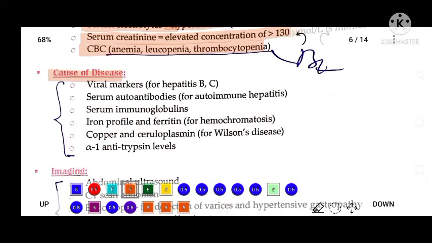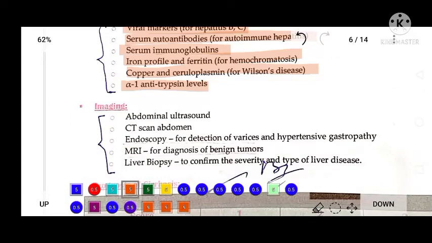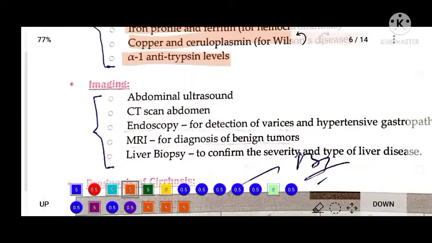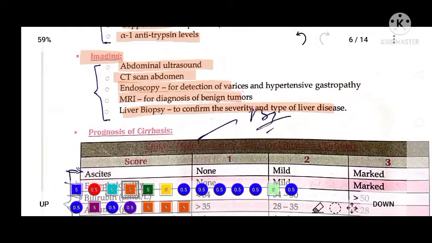Causes of CLD are investigated with viral markers like hepatitis B and C, which can create this condition. Serum autoantibodies are checked in autoimmune hepatitis, along with serum immunoglobulin, iron profile, and copper and ceruloplasmin level in Wilson disease, and alpha 1 antitrypsin level in alpha 1 antitrypsin deficiency. On imaging, investigations will be abdominal ultrasound, CT abdomen, endoscopy, MRI, and liver biopsy, and types of liver disease as well.